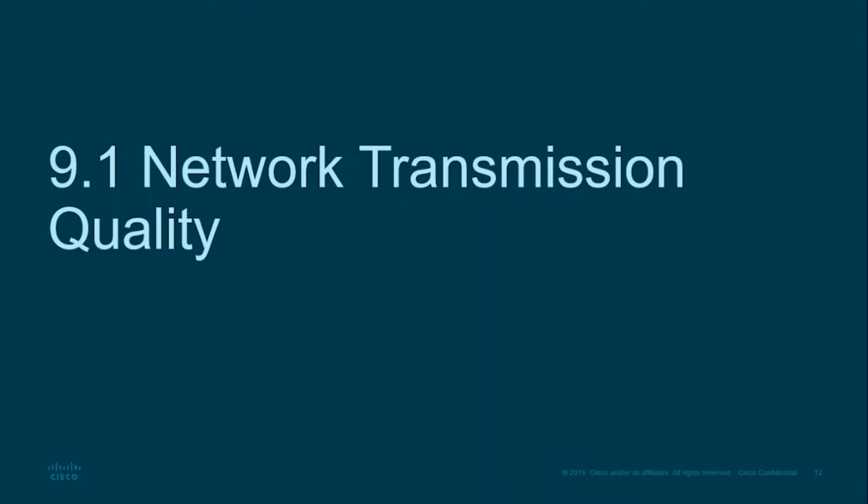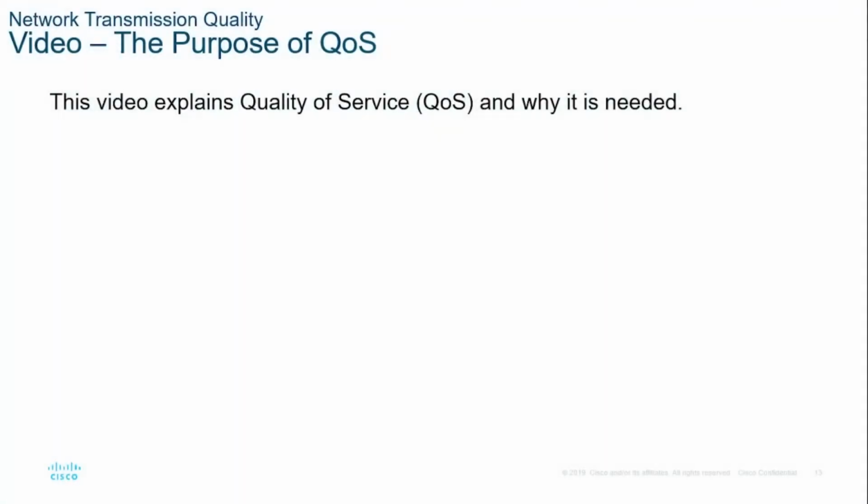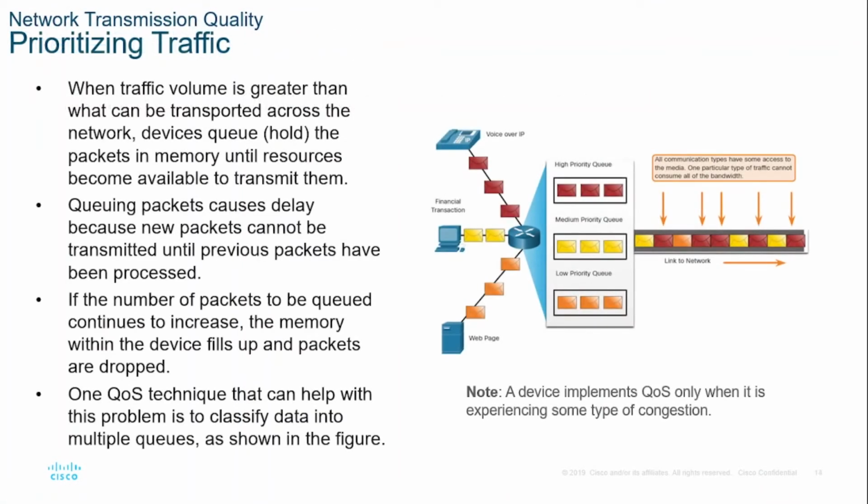Now, for network transmission quality, to meet the quality of the transmission, we need some sort of traffic prioritization. We need to prioritize, as we have mentioned in our introduction. When the volume of traffic is greater than what can be transported across the network, devices queue, or hold, the packets in memory until resources become available to transmit them. Queuing packets causes delay because new packets cannot be transmitted until previous packets have been processed. If the number of packets being queued continues to increase, the memory within the device fills up and packets are dropped.